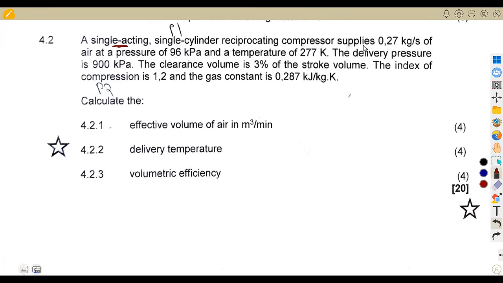You're given that it supplies 0.27 kilograms of air at a pressure of 96 kilopascal and a temperature of 277, the delivery pressure. Then we've got the clearance related to the stroke volume and the index of compression. All right, this is what we have. Let us try to see a smaller sketch here. Because we have got a clearance this time, it is to be considered. So we are just going to have our diagram like this. Pardon my sketch, guys.